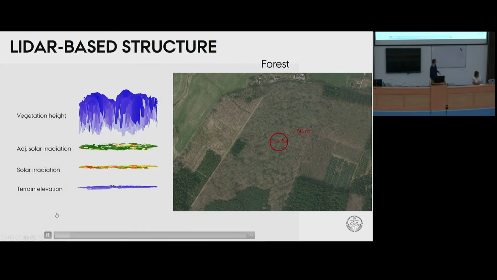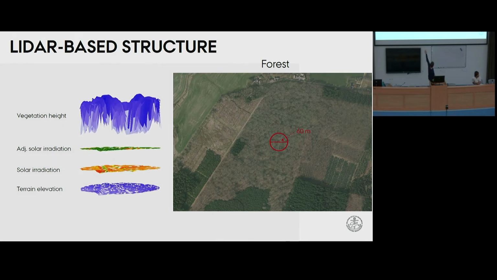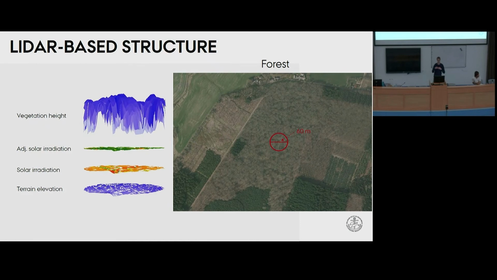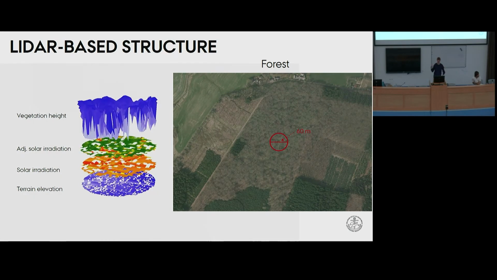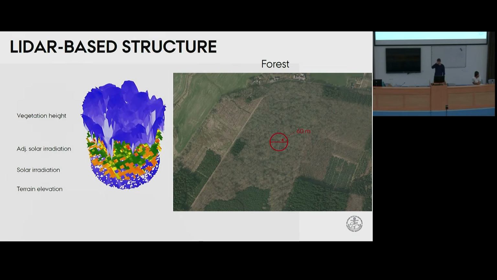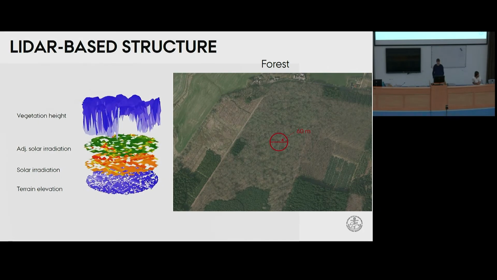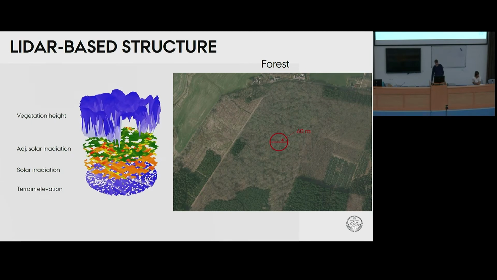Here you can see the ditches below ground in the forest, and we calculated various measures representing the potential solar input energy to the forest. We also tried to remove the canopy to have an adjusted measure of that. And finally, you can also see the vegetation height again, just for fun here.